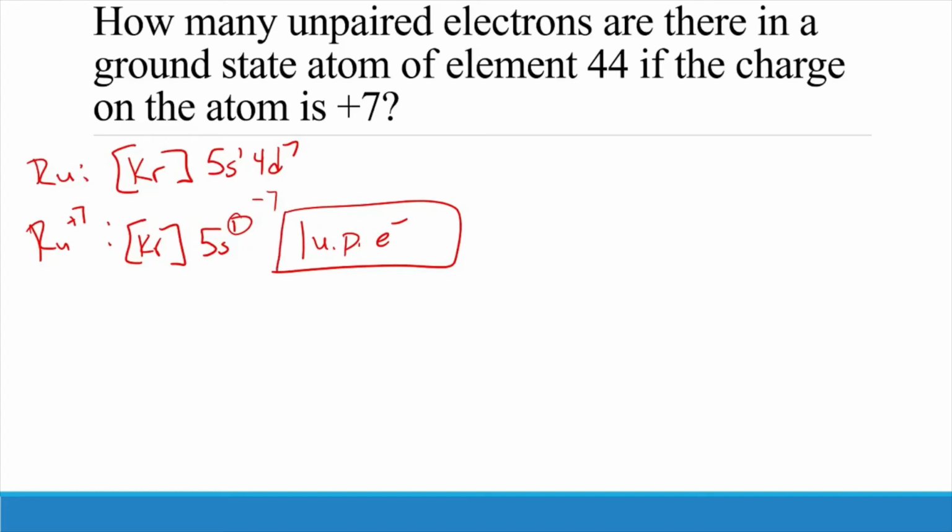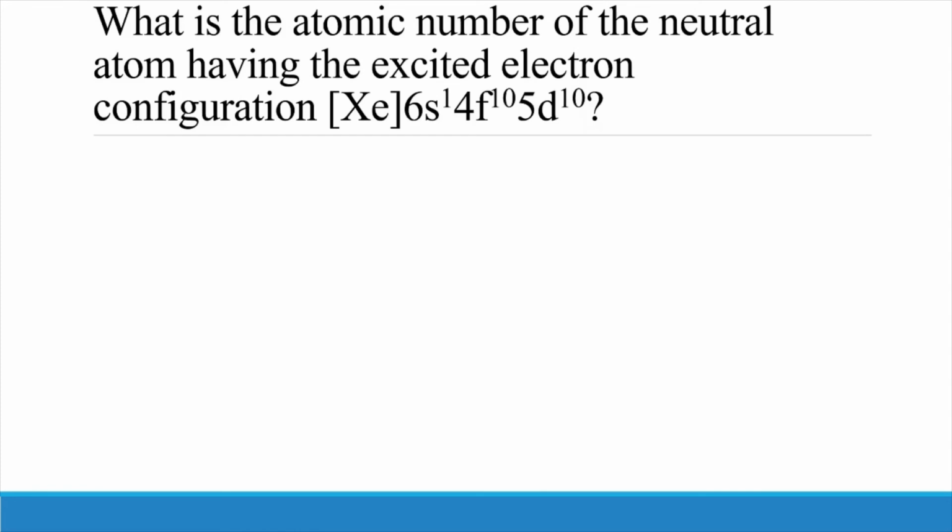There. Okay. And the last question, again, I got rid of the 4th question, so this is the last one now. What is the atomic number of the neutral atom having the excited electron configuration of that? Now notice there's no positive charge, there's no negative charge, so this tells us this is still its electron configuration. So we need to actually figure out the total number of electrons.